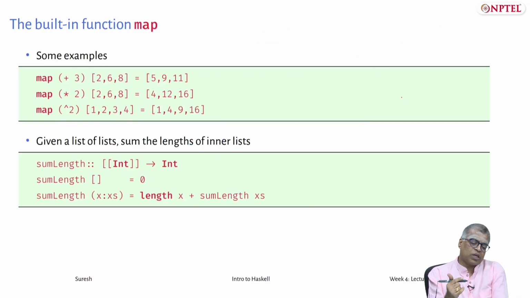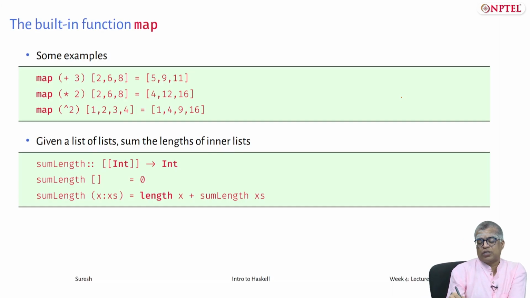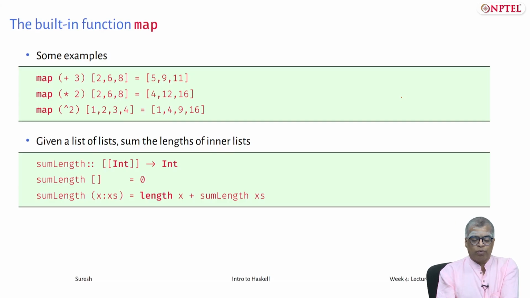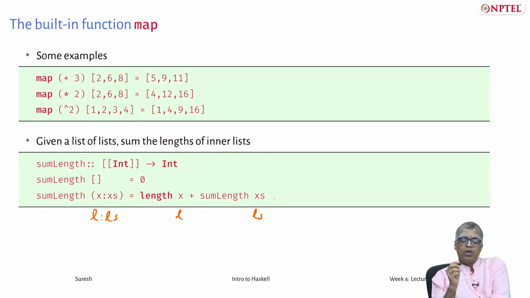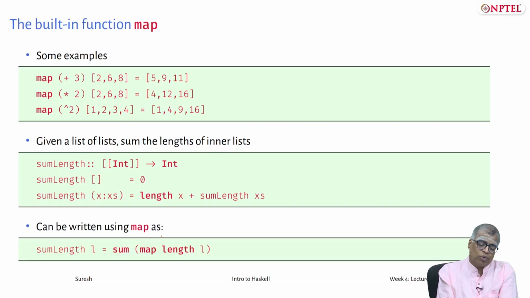Okay, so here is another example. Given a list of lists, I want to sum the lengths of the inner lists. The standard recursion way of doing it would be to say that sum length of empty list is 0 because there is no inner list. Sum length of L colon L's is length of L plus sum length of L's. Okay, so this is what we would do with normal recursion. But of course, you can do this, right?